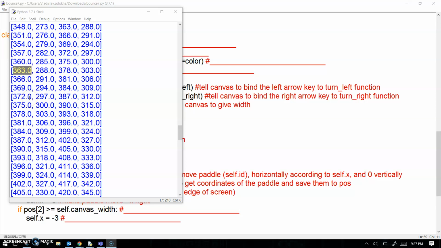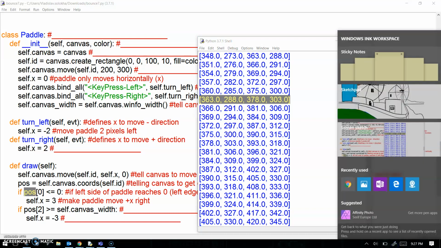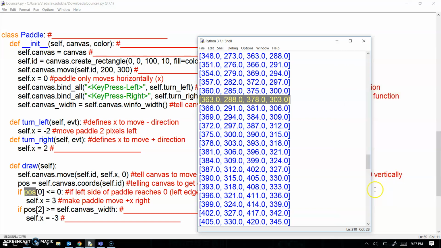Okay, so I noticed I ran out of time in the other video. As before, I was just explaining what coordinates are, coords. This method just returns this list of numbers, and each number represents where the ball is at a certain time. If I were to draw a ball on the screen, it might look something like this.